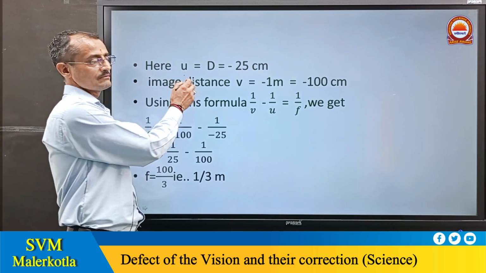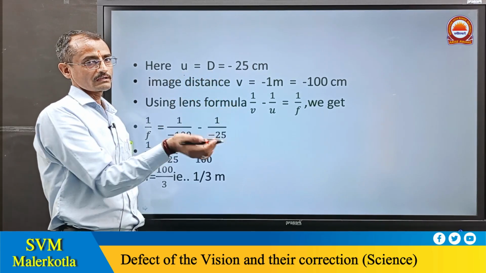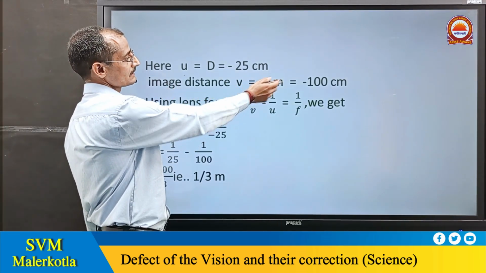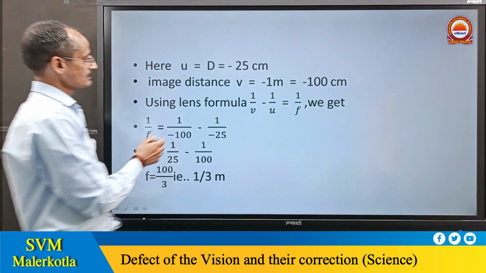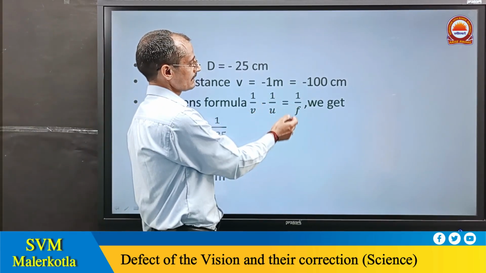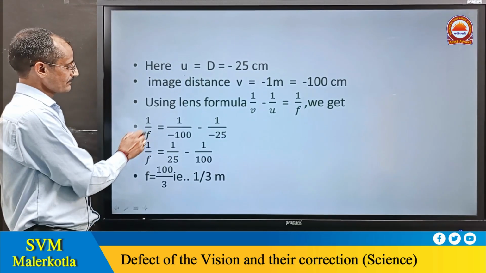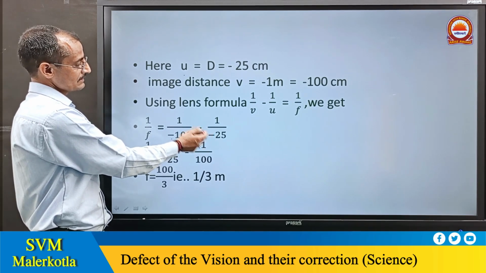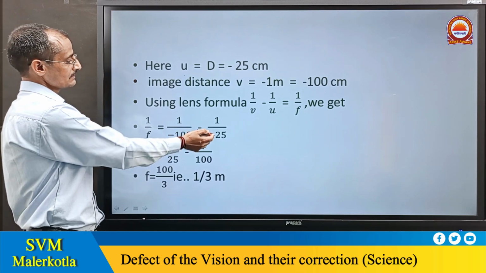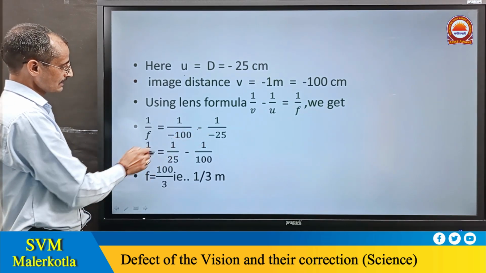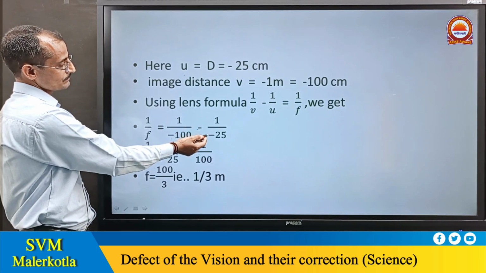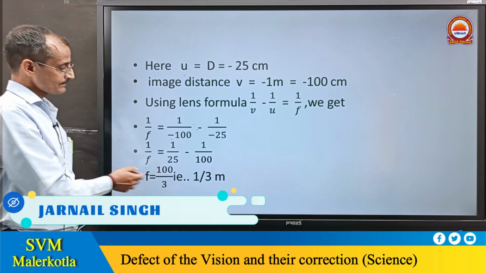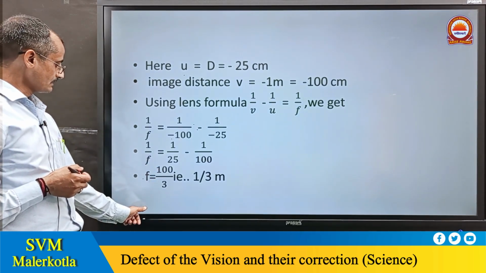u is the object distance, which is represented here by capital D, and for normal vision it is minus 25 centimeter. Image distance v is minus 1 meter, that is minus 100 centimeter, and using the lens formula 1 by v minus 1 by u is equal to 1 by f. Substituting the values, 1 by f is equal to 1 by minus 100 minus 1 by minus 25. We have taken minus and minus because this minus is already there and this minus is from the sign conventions. So 1 by f is equal to 1 by plus 25 minus 1 by 100, and f is equal to 100 upon 3, that is 1 upon 3 meter.